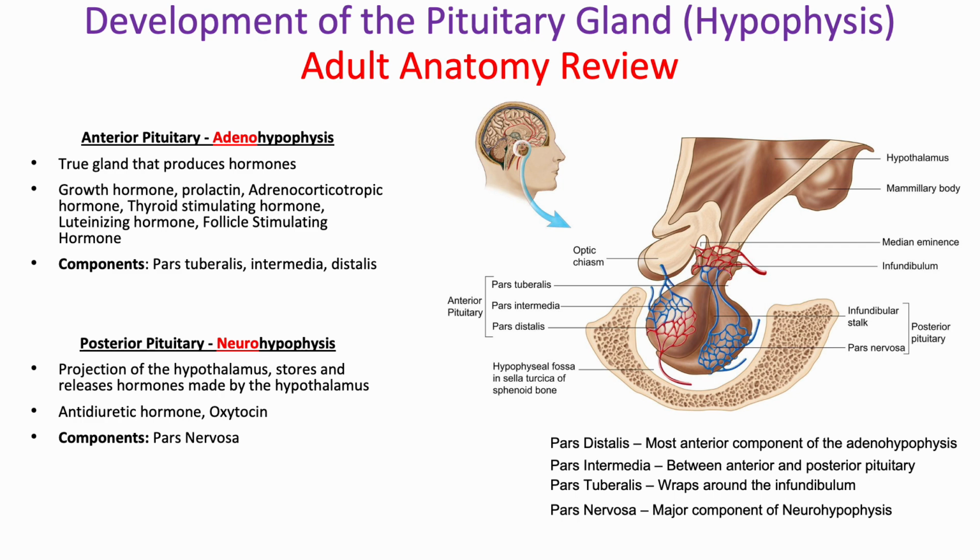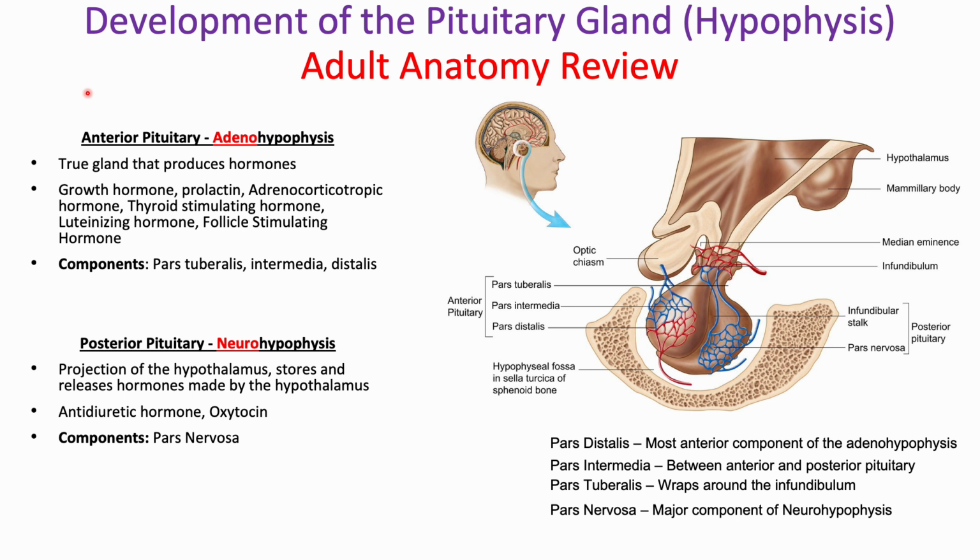Continuing on, we also have development of the pituitary gland, and it's important to know that pituitary is also known as the hypophysis. So you may see this term come up. Hypophysis is again just referring to the pituitary gland. And in order to really understand its development, we need to understand a little bit about the adult anatomy, because I think this really aids in understanding the developmental process. So there's two major components to the pituitary. We have an anterior pituitary and a posterior pituitary.